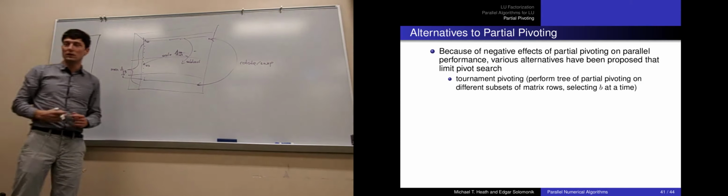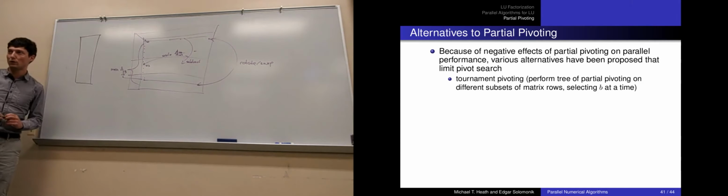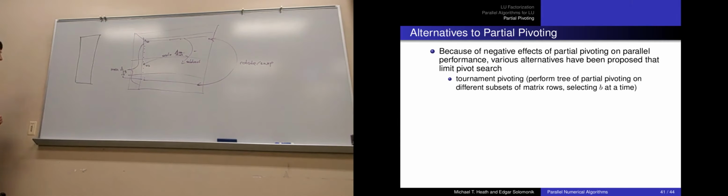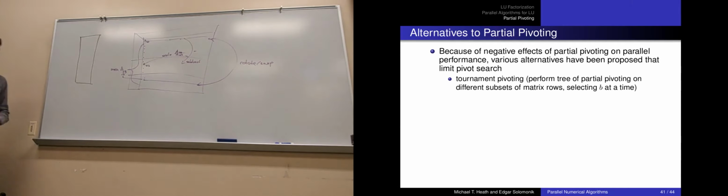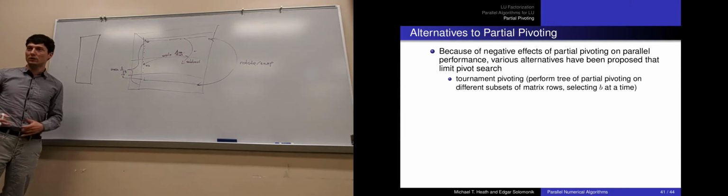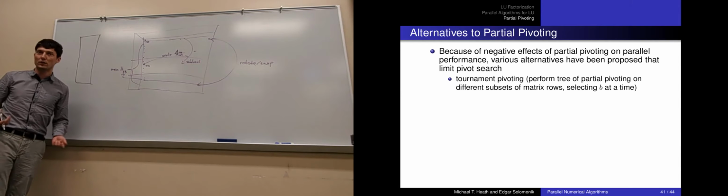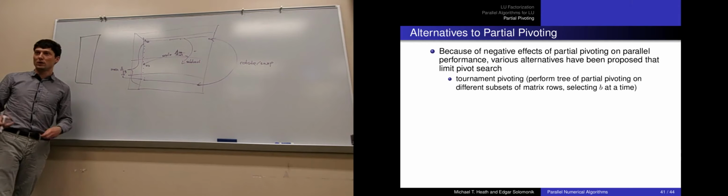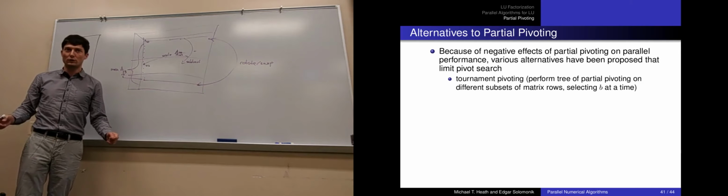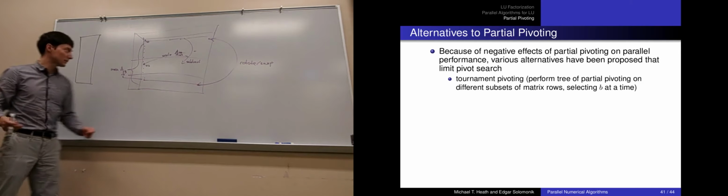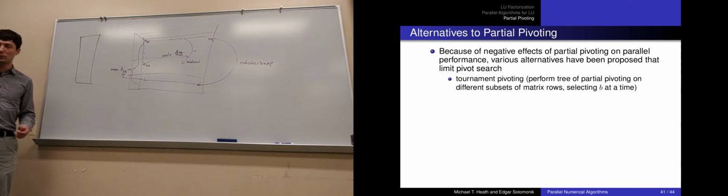And so this tall and skinny matrix may be a panel over a matrix, or may just be the whole LU factorization. And what we'd like to do is compute the entire pivot matrix all at once without actually doing the LU factorization. So then we can pivot just one time and do the LU factorization independently with processors only communicating a small number of times.